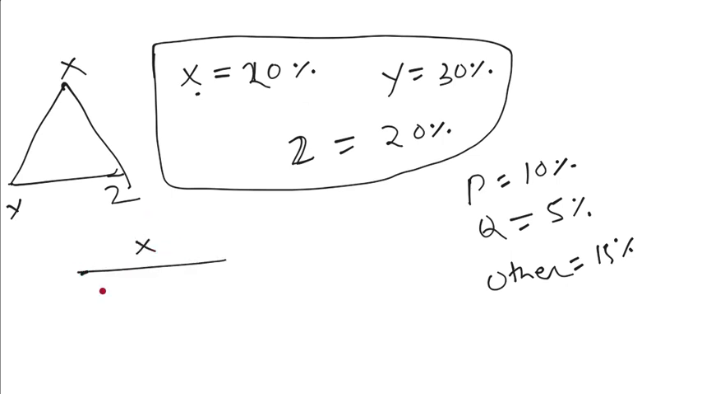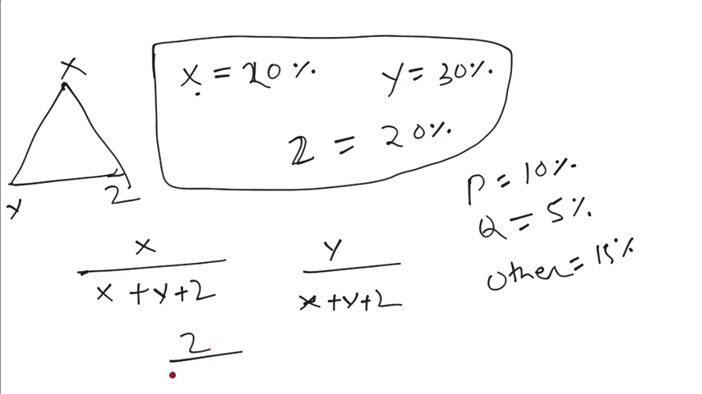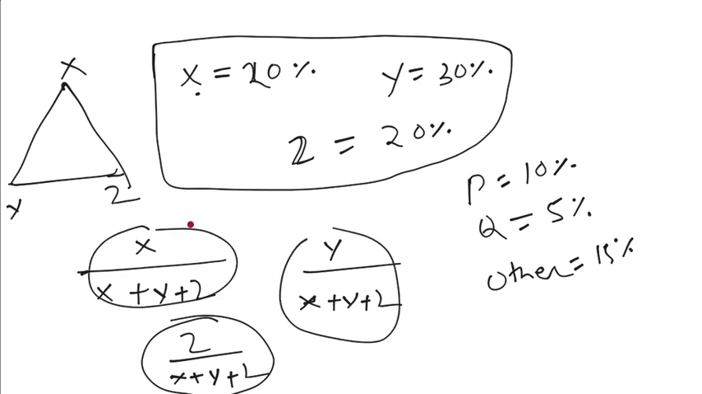Suppose we recalculate our percentages as x by x plus y plus z. It will give x percentage, y by x plus y plus z, and z by x plus y plus z. If we recalculate, we will get new x percent, y percent and z percent. They will add up to 100%. Then we can represent them in the triangular diagram.